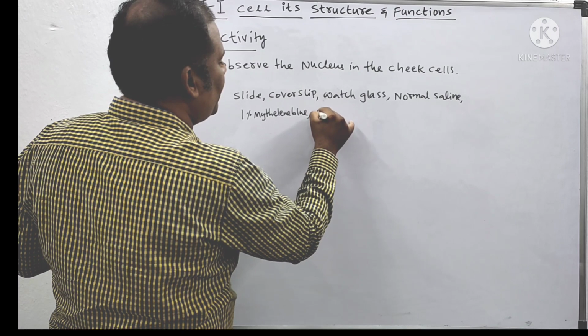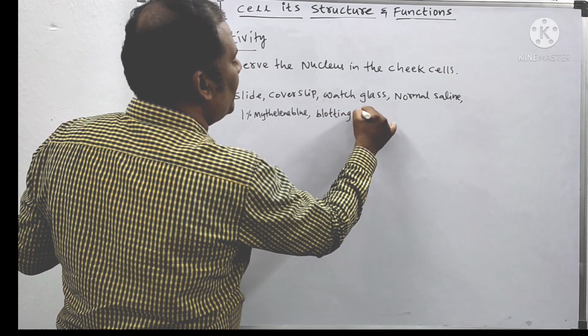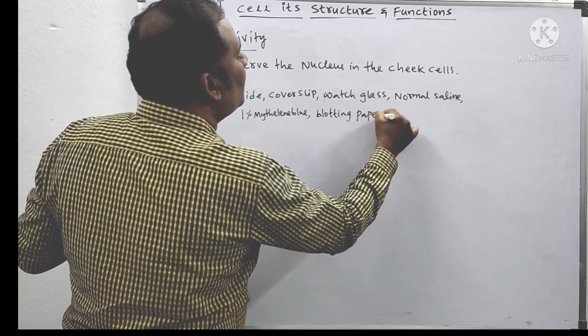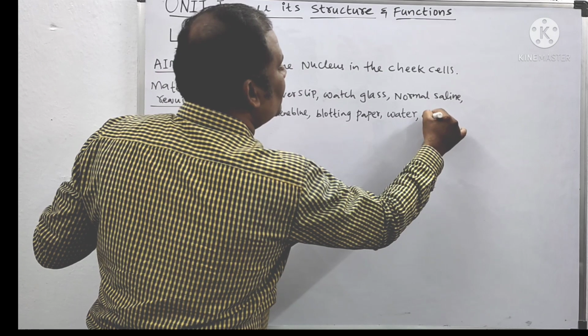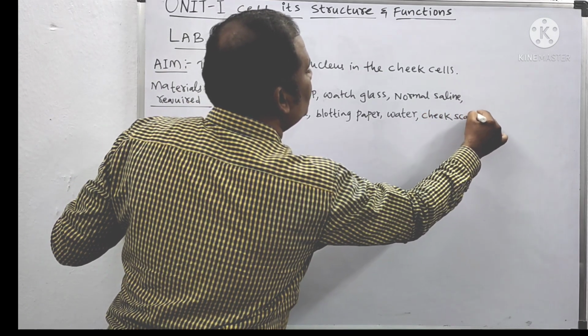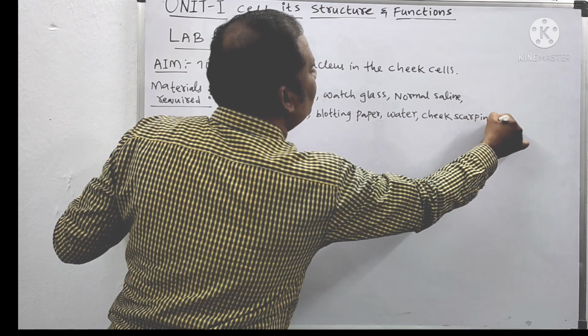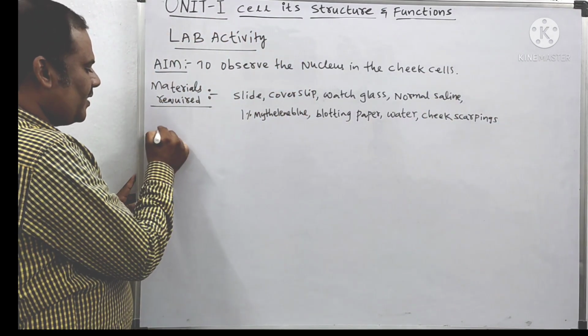Next, blotting paper, nothing but filter paper, water. Next, cheek scrapings. So these are the materials which are required.